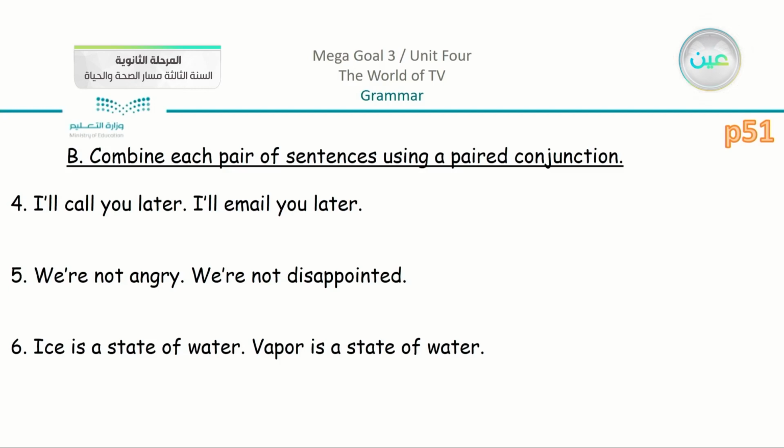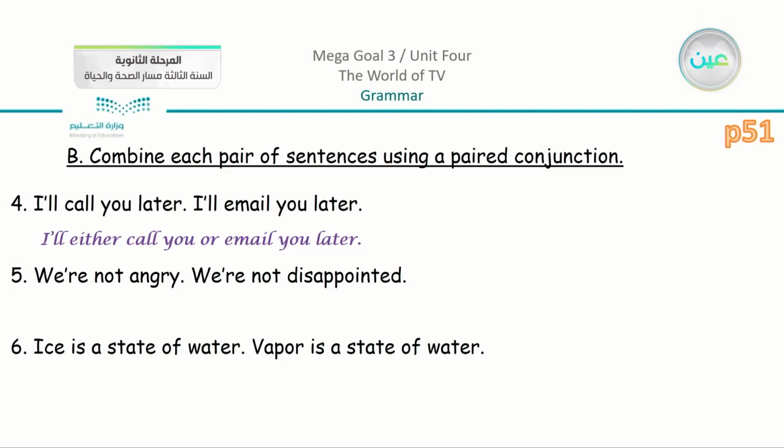Just to refresh your memory, we have 2 different sentences. They are complete sentences, and we are going to join them using a paired conjunction. So we can say here, for example, I'll either call you or email you later. The first thing you can see is that we used either or in the sentence, and we combined them, making them just one sentence.